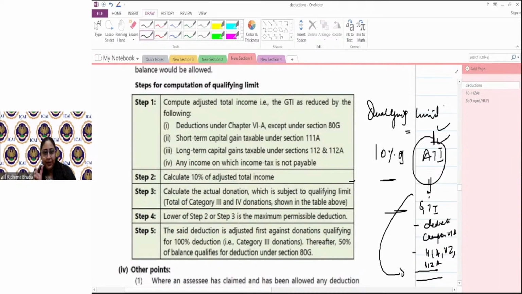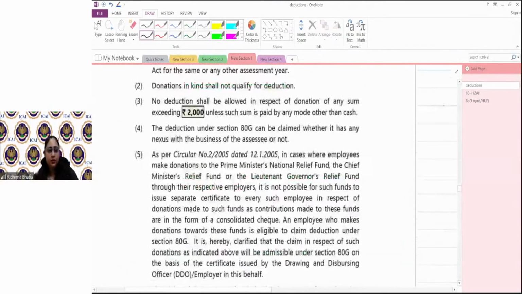Now on that qualifying limit, first I will use 100% of the third category. Then whatever is left of the qualifying limit, and whatever is the donation of the fourth category, whichever is lower I will pick, and then its 50% would be allowed. Got it? Now let's do some questions in respect to it.